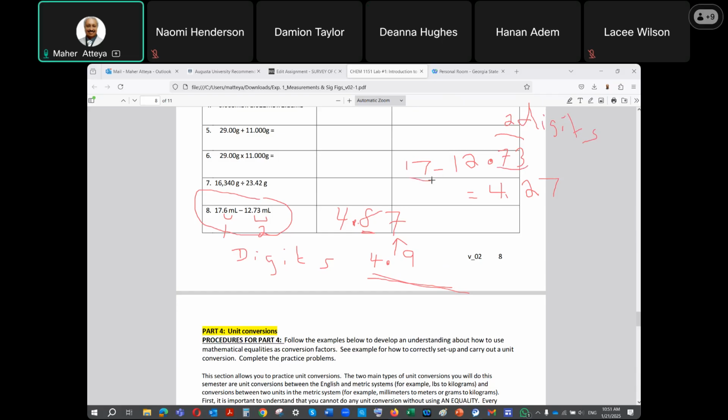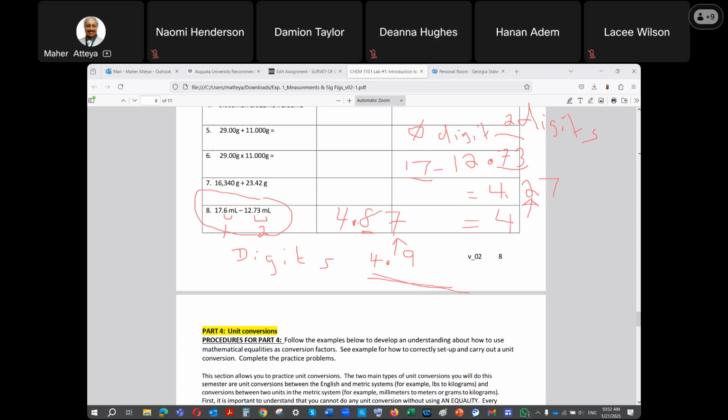So how many digits does this have? 0 digits. None. Which one is the least? 0 digits or 2 digits? 0 digits. So my answer is, since the digit here is not 5 and above, my answer would be 4. No decimal. So it would be 4.